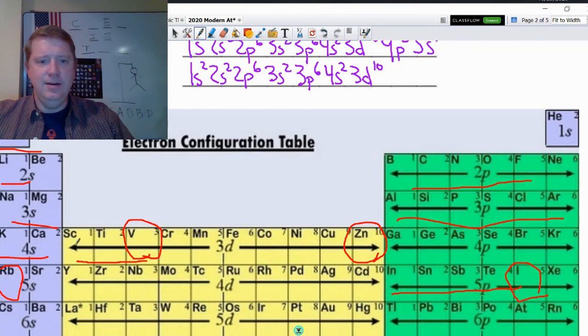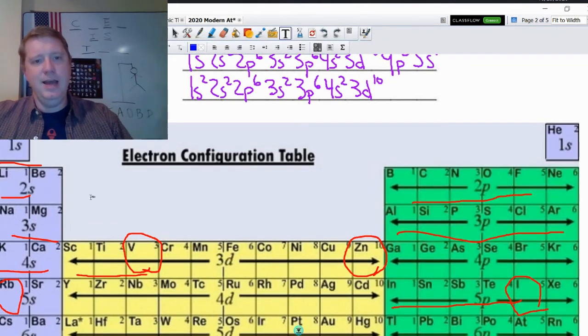Zinc is right there. It's the 10th one over in the D area. This is actually a great time, now that we're dealing with zinc, to remind you that the D area starts with the 3 Ds. Even though you're 4 levels down, the Ds are off by 1. And you should see that in Aufbau order. All right, let's see what else we can learn.